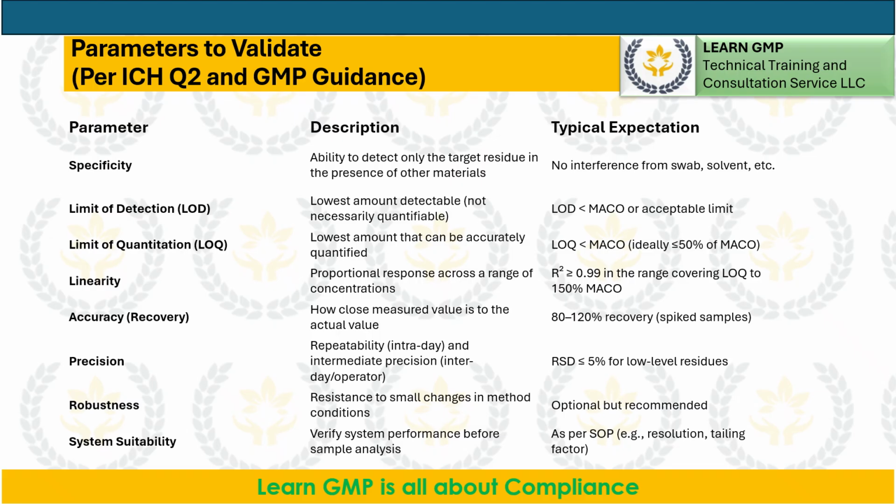Spiked samples. Parameter: precision. Description: repeatability, intraday, and intermediate precision, interday/operator. Typical expectation: RSD less than or equal to 5% for low-level residues. Parameter: robustness. Description: resistance to small changes in method conditions. Typical expectation: optional but recommended. Parameter: system suitability. Description: verify system performance before sample analysis. Typical expectation: as per SOP, for example, resolution, tailing factor.